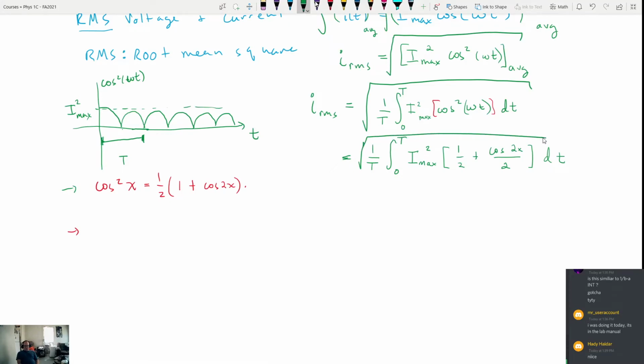Now, the first half of this integral is very easy to do. 1 over T I max squared times 1/2 dt is just going to give us T over 2. Plus, this shouldn't be an x, right? My bad. Sorry about that. It doesn't make any difference as it turns out, but this should have been cosine of 2 times, that's our x, omega t.